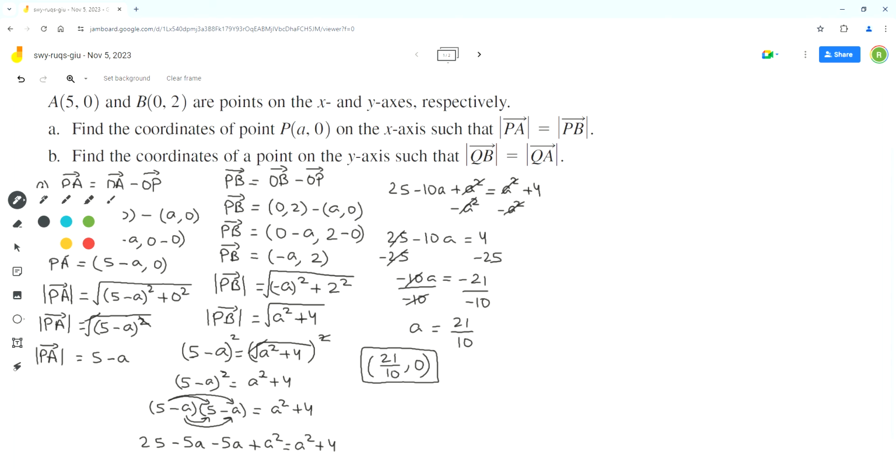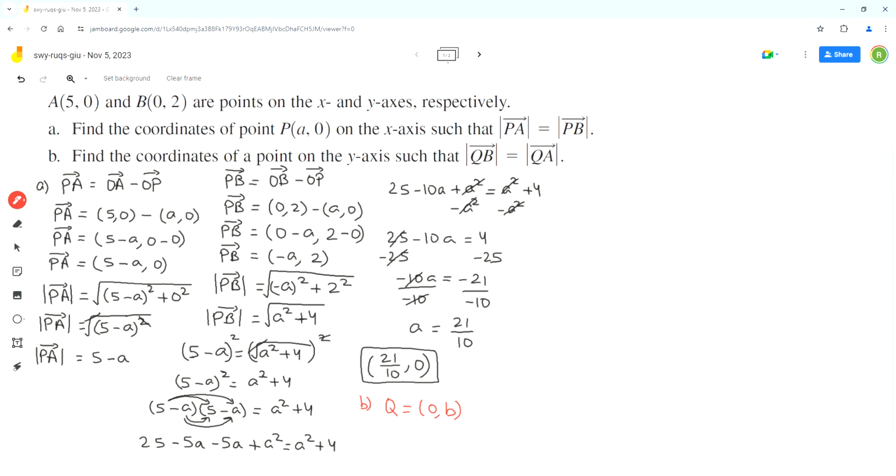Now we can analyze part B. So find the coordinates of a point on the y-axis such that the magnitude of vector QB is equal to the magnitude of vector QA. So let's assume the point on the y-axis, Q, has coordinates (0, b). Since this point is on the y-axis, the x coordinate is equal to 0.